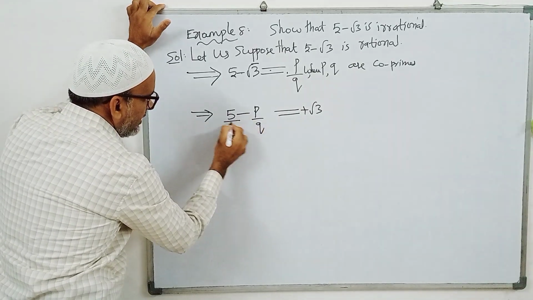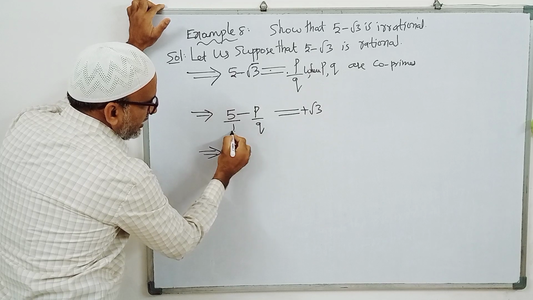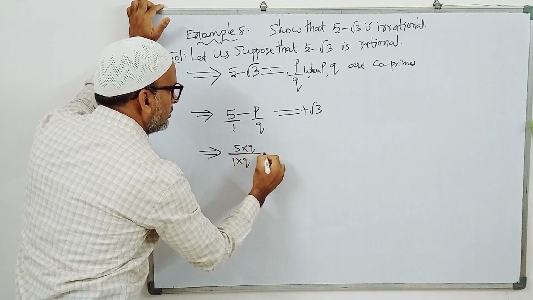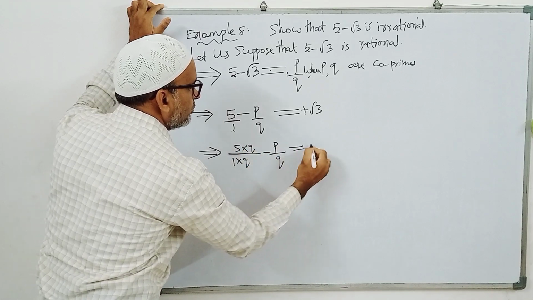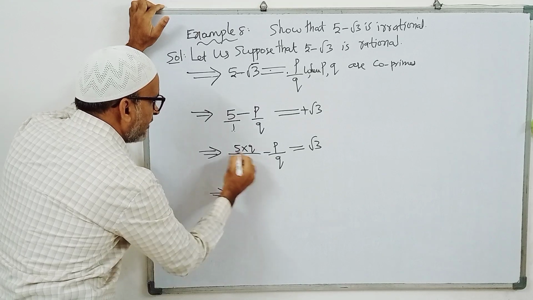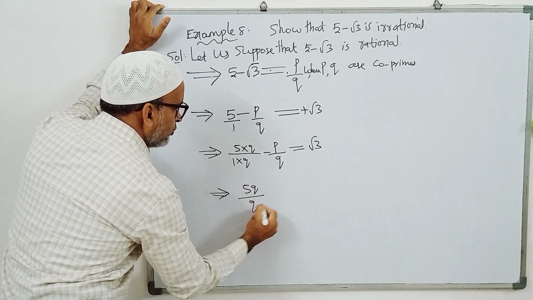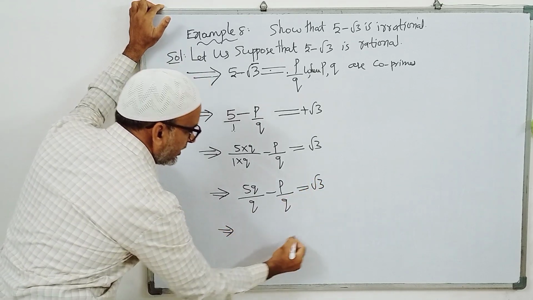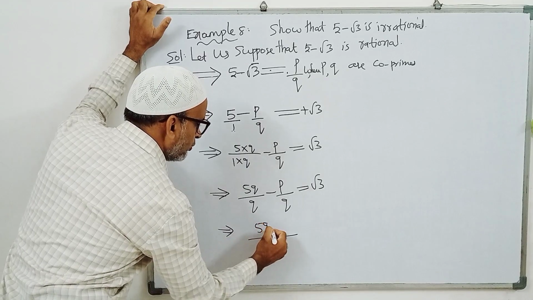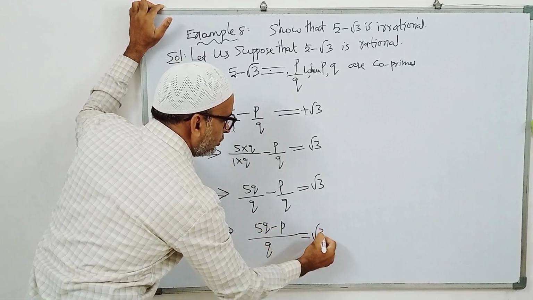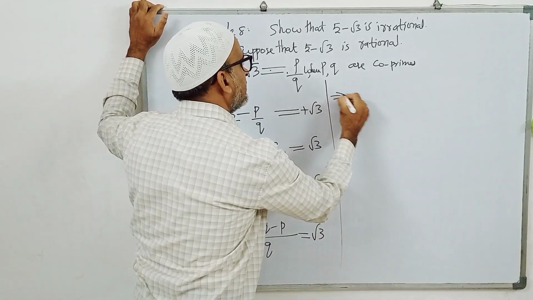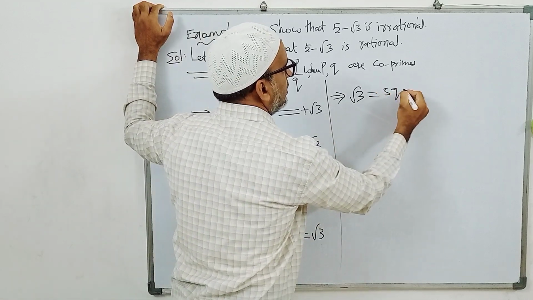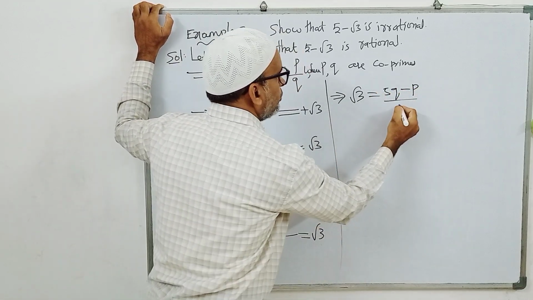Now this 5 is fraction by 1. Same denominator we should convert here. Q means 5 by 1 into q minus p by q is equal to root 3. Implies 5q by q minus p by q is equal to root 3. Implies same denominator q, 5q minus p is equal to root 3. Implies this I am writing this side. Root 3 is equal to 5q minus p by q. First equation.